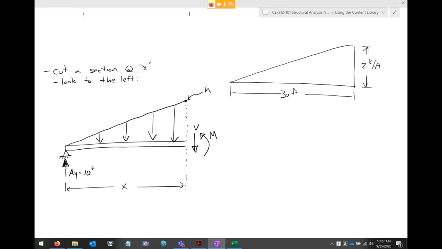What we've done is cut out a small slice of that triangle, and I'm saying this dimension is X, and I'm trying to determine what the height is. When we compute the area, it will be the total force, and that will be expressed in kips. Does that make sense?